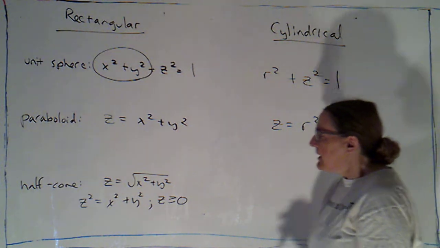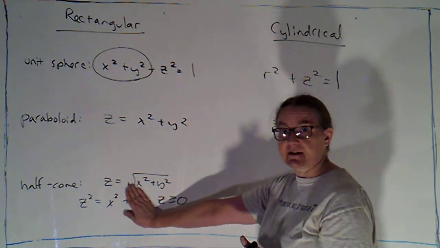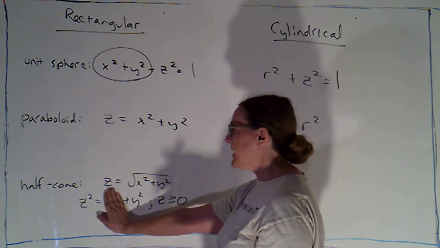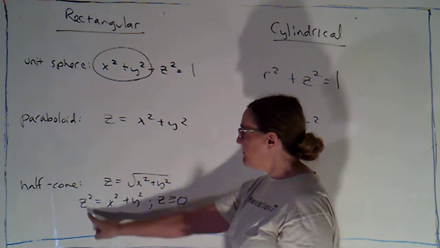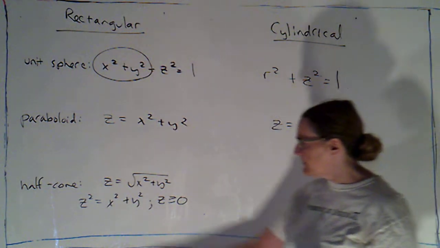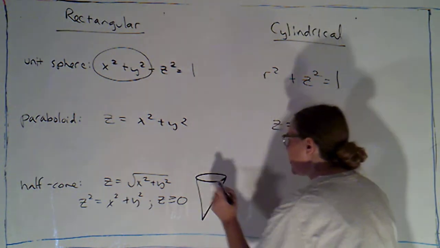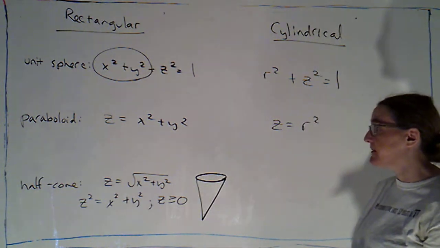Okay. Now, if I look in the xz plane, I'm getting a degenerate hyperbola, which is just intersecting lines. Same thing in the yz plane. In the xy plane, where z would be 0, I'd have just a single point, but if I were to move up, I'd be getting a circle. Okay. So we're just getting a half cone that's opening up, like so.